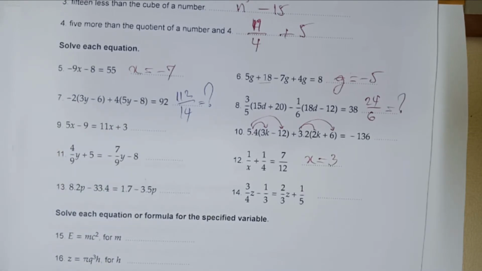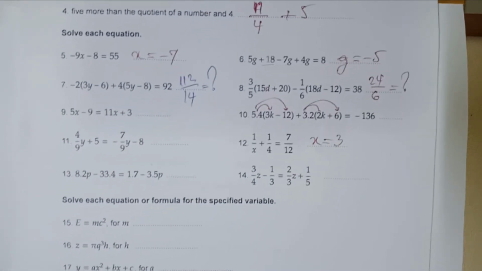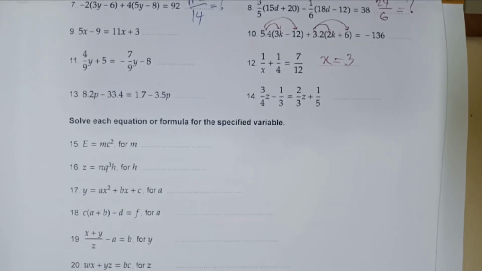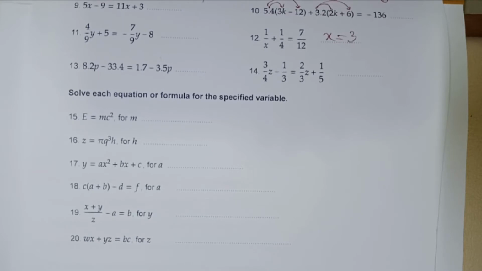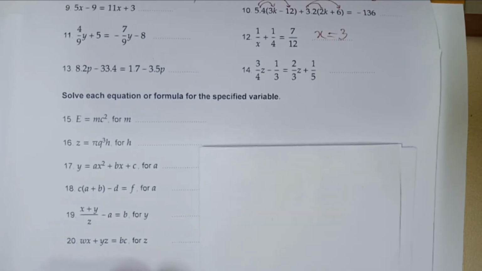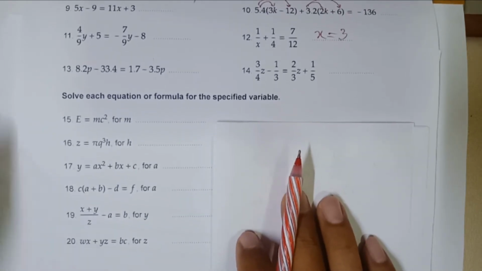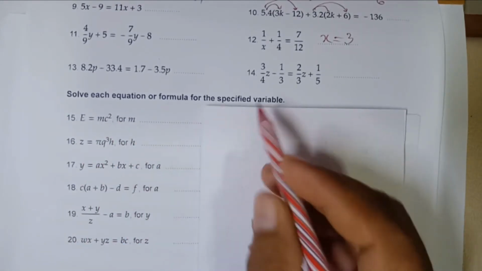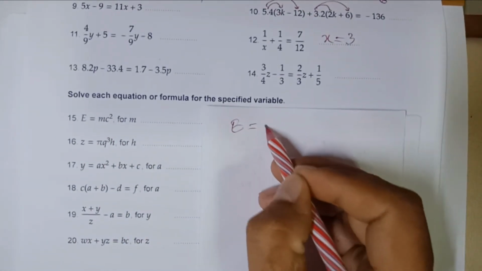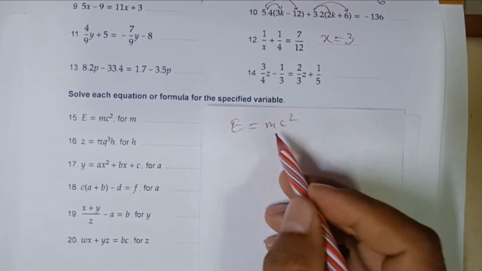Now, solving formula or equation for a specific variable from number 15 to number 20. Let's do this step by step, one by one. Now for number 15, solve this equation for m. So you have e equal to mc squared. Let's solve for m.